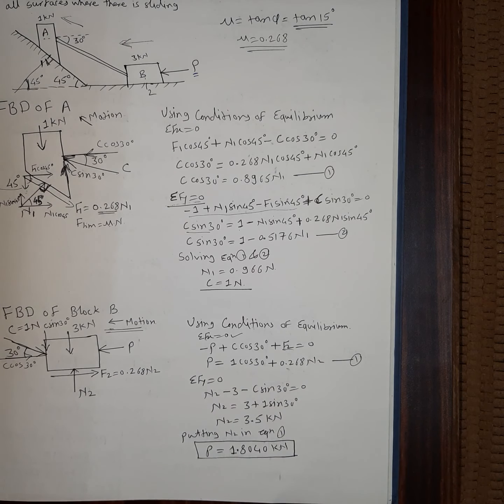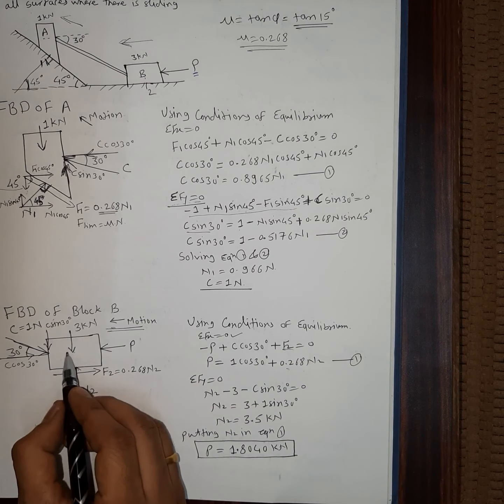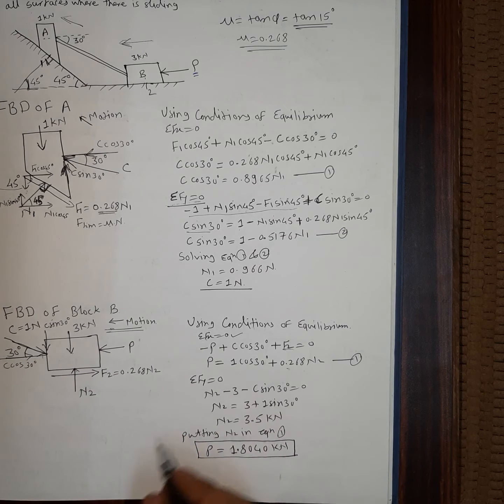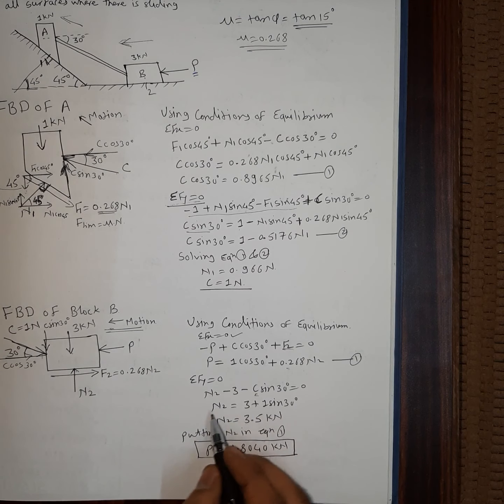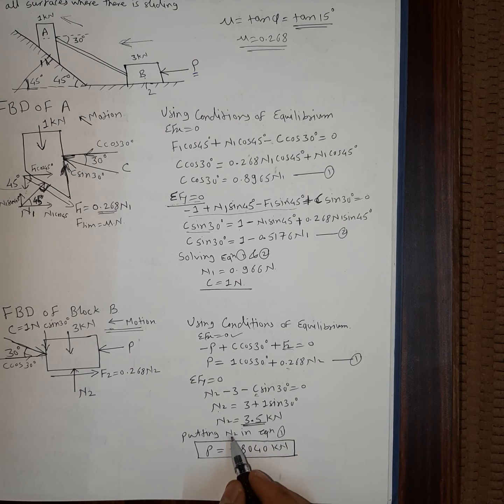And using the second condition, summation Fy is equal to 0, so that will be upward N2 minus 3 minus C sin 30 is equal to 0. So putting the value of C here, you get the value of N2 is equal to 3 plus 1 sin 30, so that will be 3.5 kilonewton. So putting N2 in equation number 1, we get the value of P as 1.8040 kilonewton, and that will be the final answer. Okay.